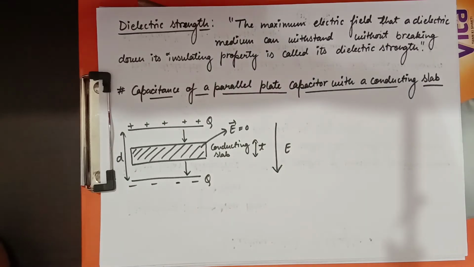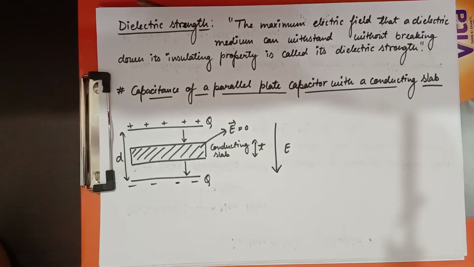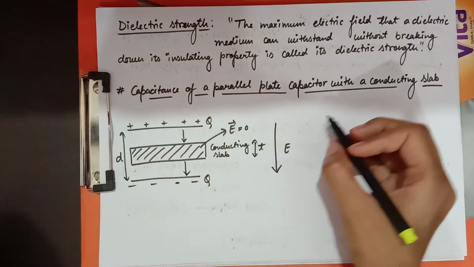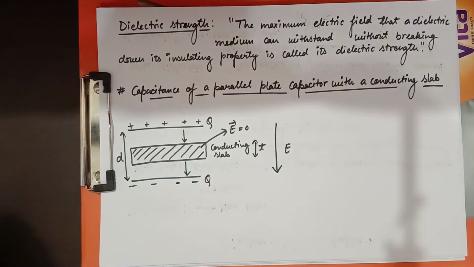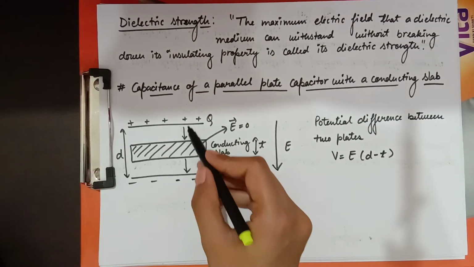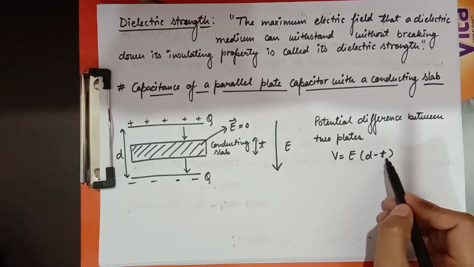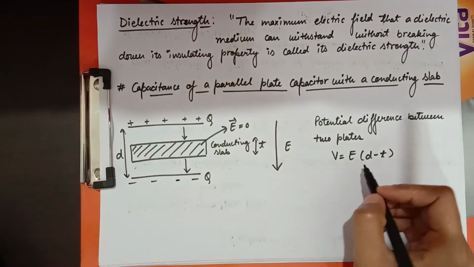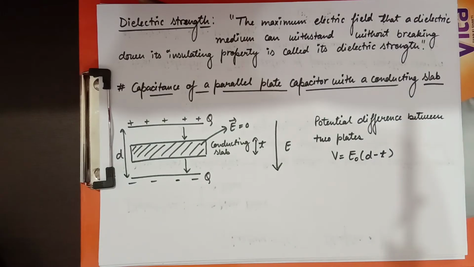So from the relation between potential and electric field intensity, we know V is equal to E into dr. So to find the potential difference between these two plates, I write it here. The potential difference between the two plates would be V is equal to E into the distance, and the space is d minus t. So I can write E naught in the place of E, as it is electric field in vacuum.